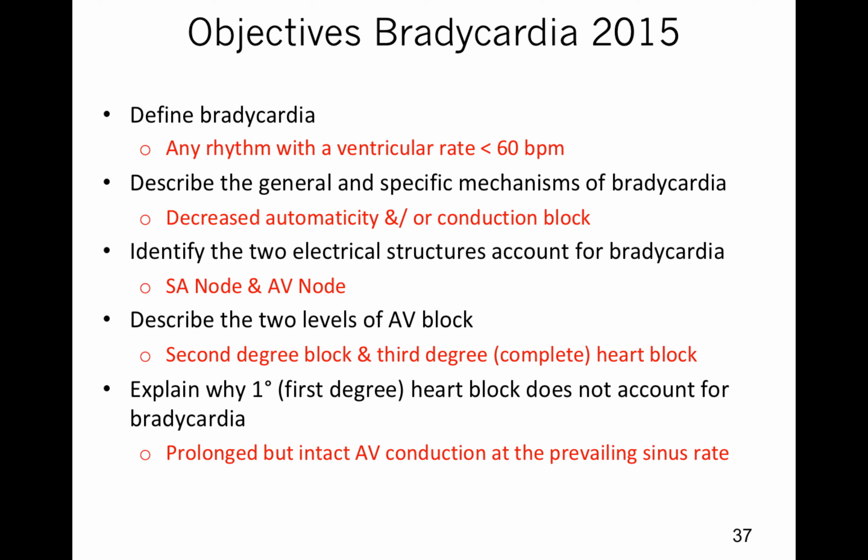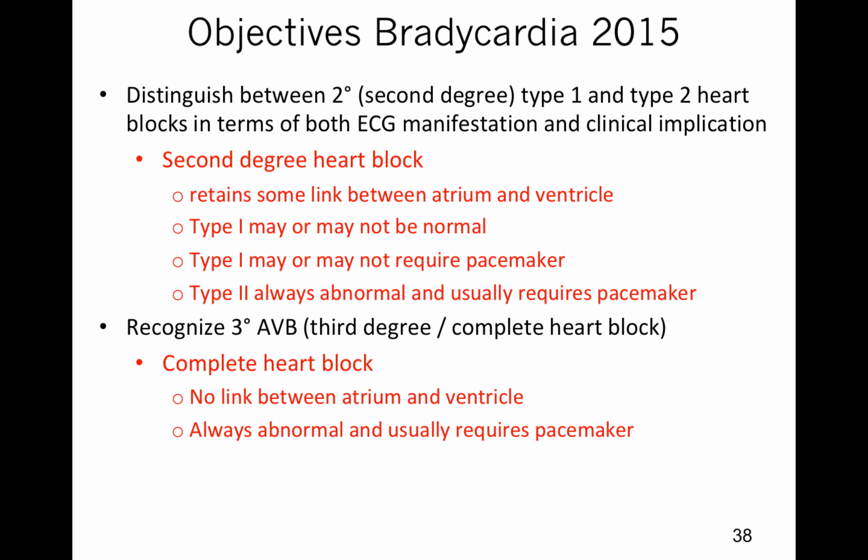So here are the objectives for bradycardia. Define bradycardia. It's any rhythm with a ventricular rate of less than 60. Describe general and specific mechanisms. So we discussed both decreased automaticity or conduction blocks. Identify the two structures that account for bradycardia. We have the sinus node and the AV node. Describe the two levels of AV blocks. We can have second degree and third degree heart blocks. Explain why first degree heart block does not account for bradycardia. It's because first degree heart block refers to a prolongation of the PR interval, but every P wave still conducts.